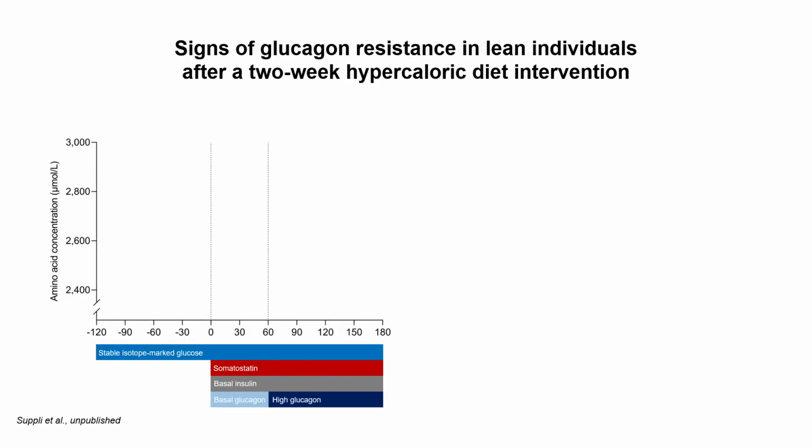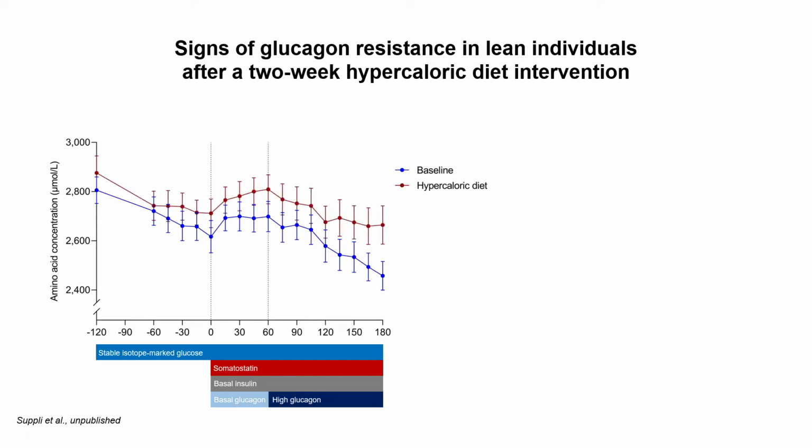So, amino acids. At baseline, we saw a decrease in amino acid concentrations during the high infusion rate of glucagon, exactly as we would expect. But after the hypercaloric diet intervention, we actually saw a shift in the graph, and it went the right way. So perhaps indicating some glucagon resistance.